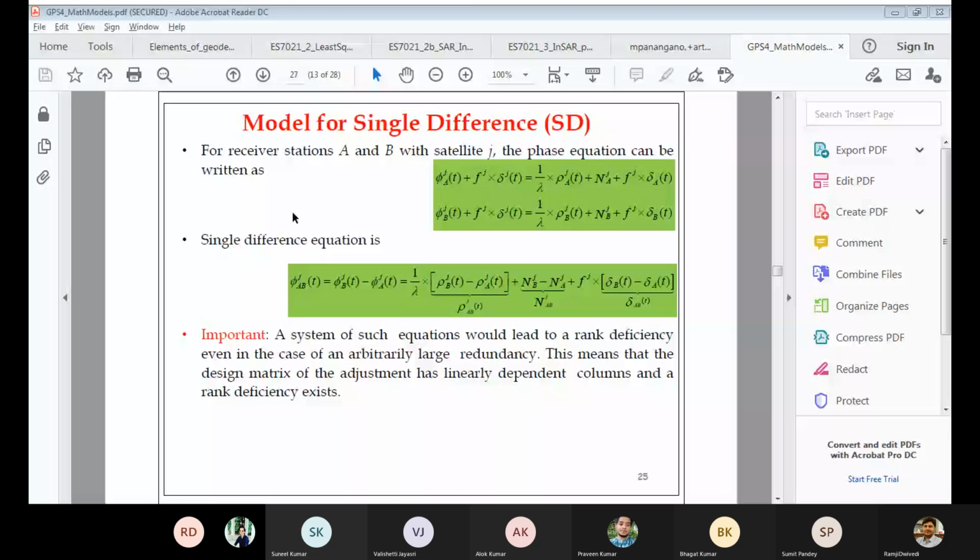So model for quantities which is known to you. That means that is observable or that is available through receiver internal hardware. That is your pseudo range or carrier.